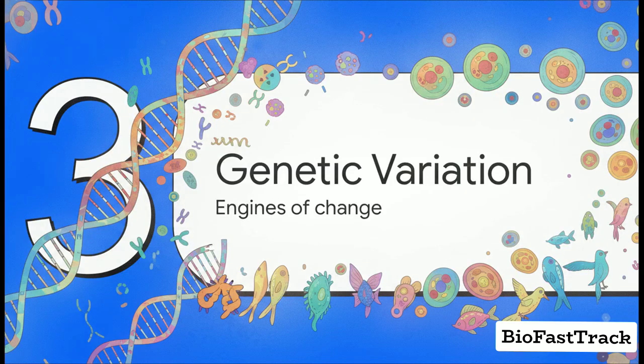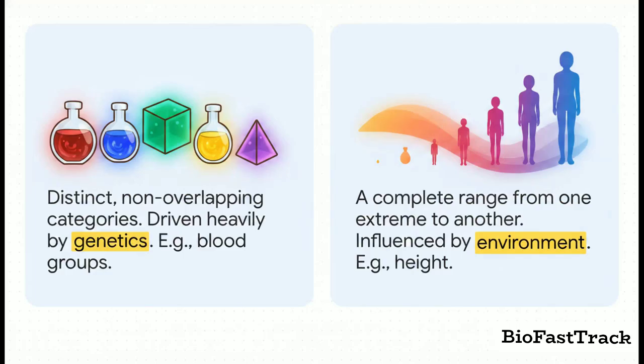Part 3. Genetic variation and inheritance. The biological engines of change. Zooming into the microscopic level, you'll need to clearly distinguish between discontinuous and continuous variation. Discontinuous variation means distinct, non-overlapping categories. It is heavily genetic. For example, you either have type A blood or you don't. You can either roll your tongue or you can't.